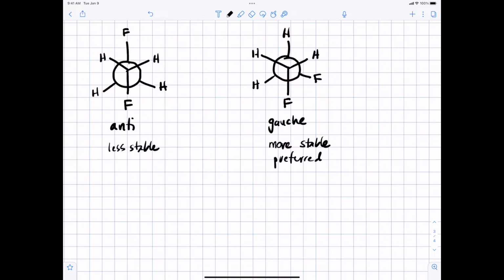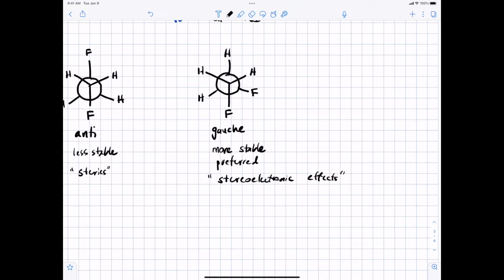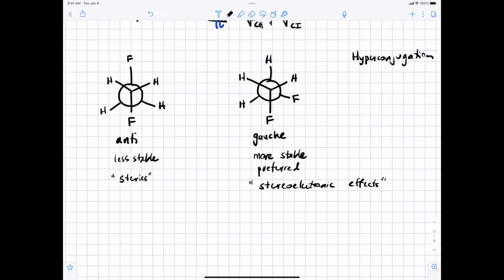So that should be kind of a, why is that? Yeah, like breaking rules, right? Well, you would have predicted that the anti would be more stable because of sterics, and if sterics fail you, then you want to go to stereo electronic effects. And the answer to this question is basically going to be to consider the two hyperconjugation situations in the gauche versus anti-conformation.